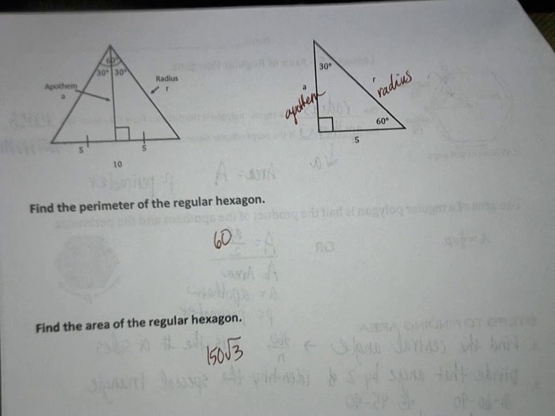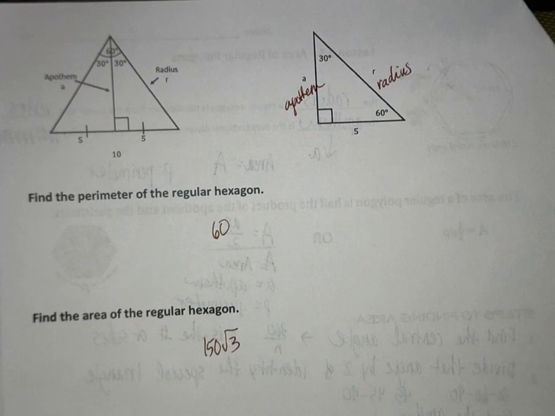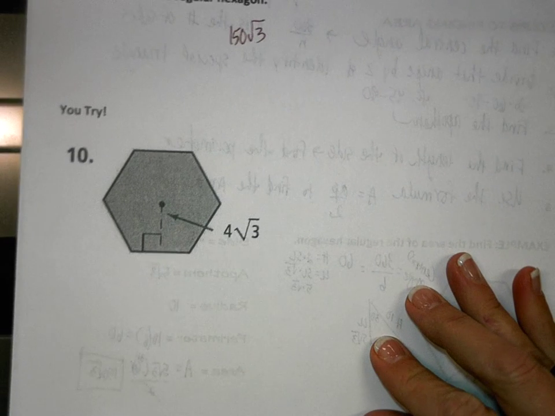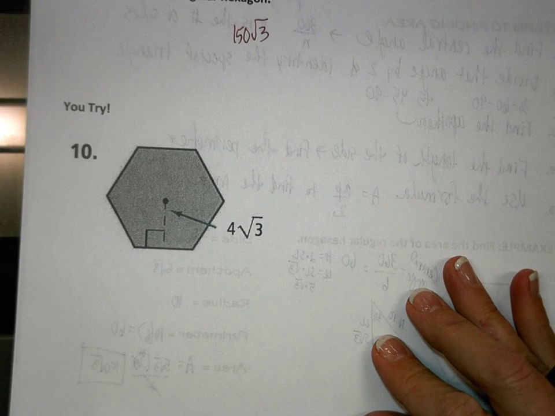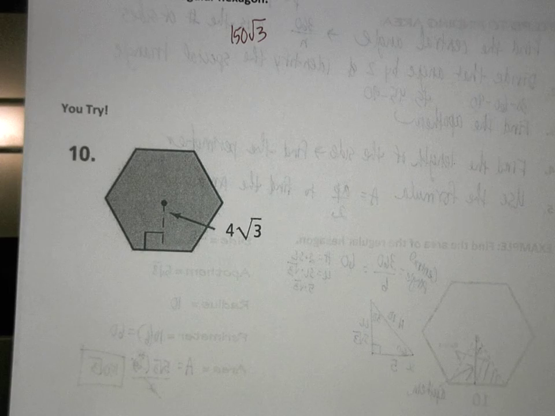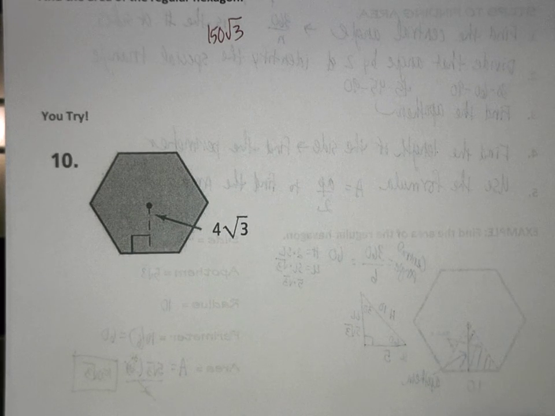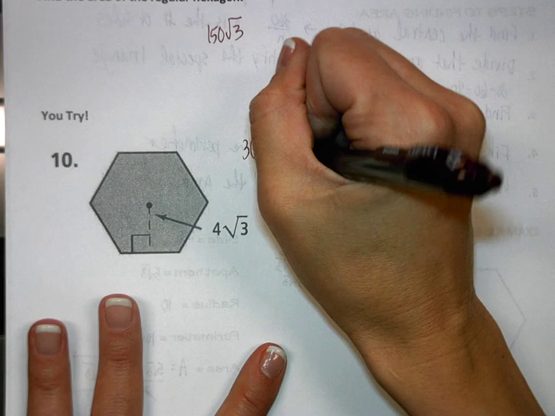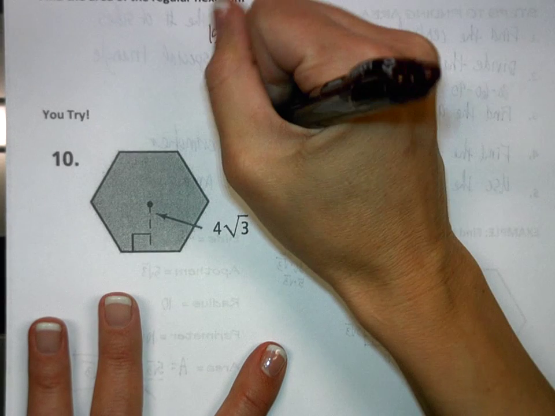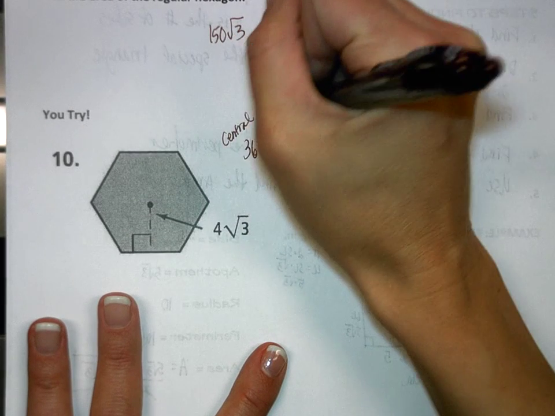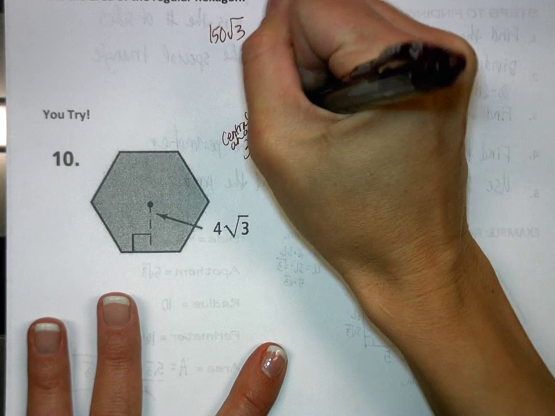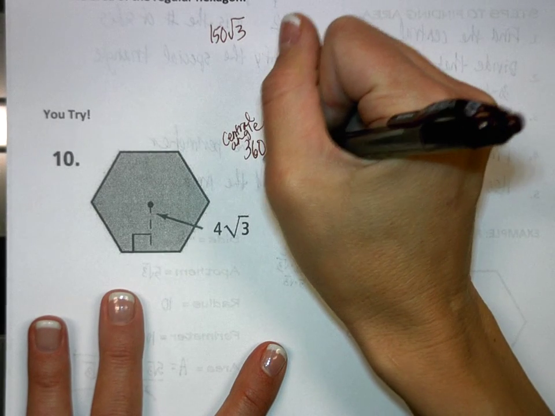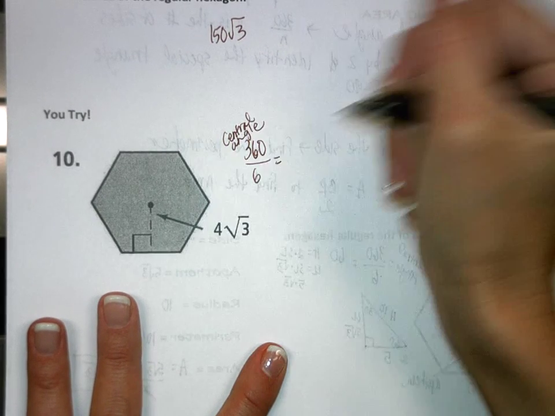Okay, so we're going to now try another problem. Here, number 10. Okay, so we're going to start by figuring out what is that central angle. Do you guys remember how we find the central angle? Yeah, 360 divided by however many sides there are. So my central angle, how many sides are there? 6. So 360 divided by 6 is 60.